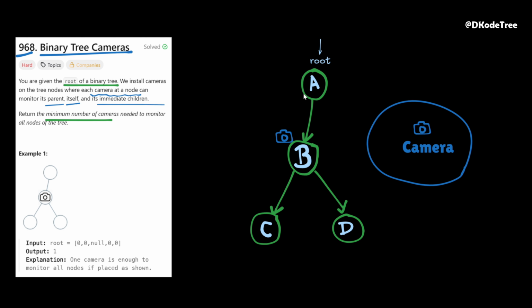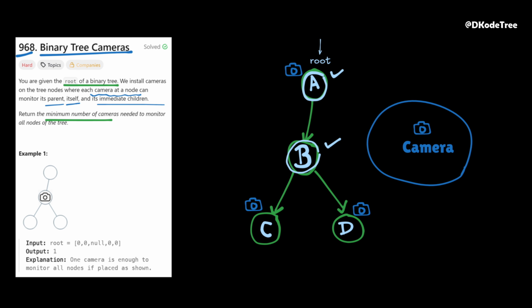But suppose instead of placing the camera at node B, we place it at root node A. In that case, it will only be covering the node A itself and its immediate child B. But this camera will not be able to cover the other two nodes C and D. So for covering C and D, we will need two extra cameras which will cover these two nodes individually.